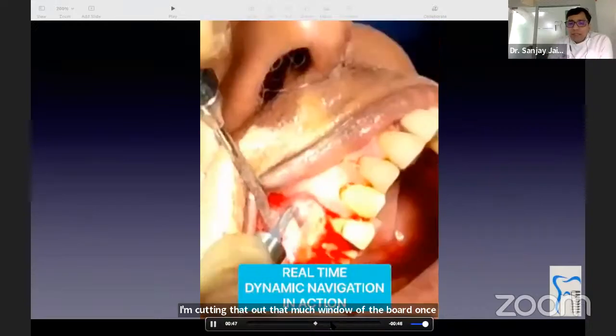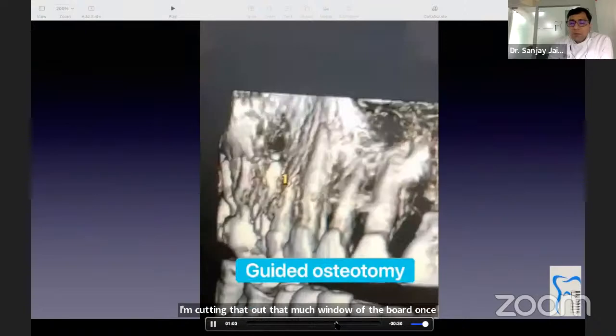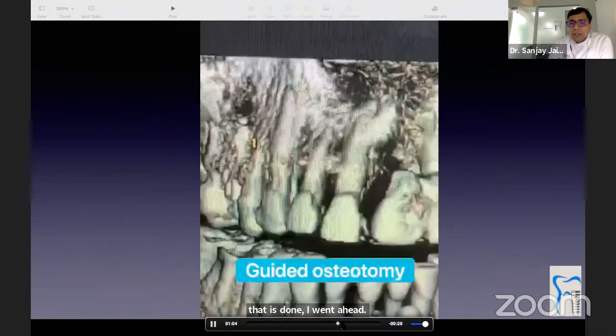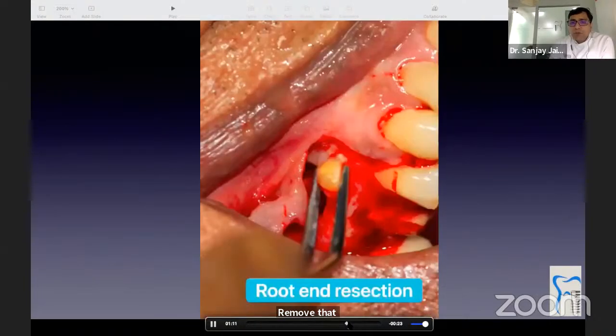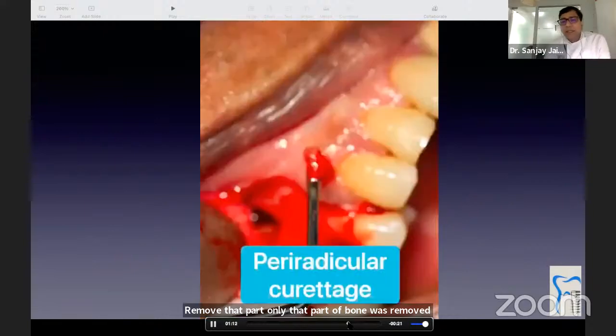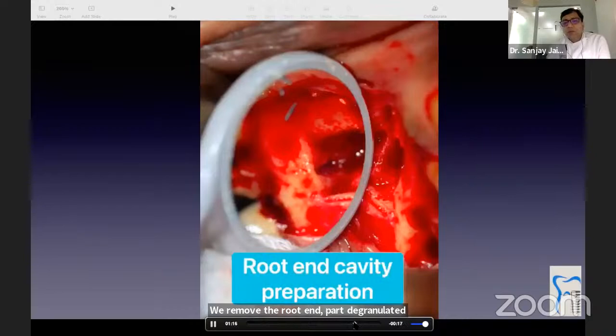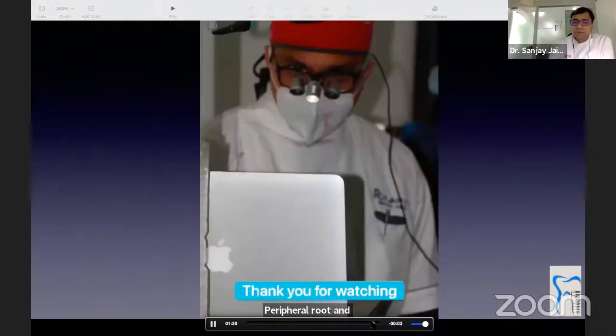Once that is done, I went ahead and removed that part, only that part of bone was removed. We removed the root end part, degranulated it, or periapical curettage was done, periradicular. Root end cavity preparation was done with MTA, and the flap was closed.